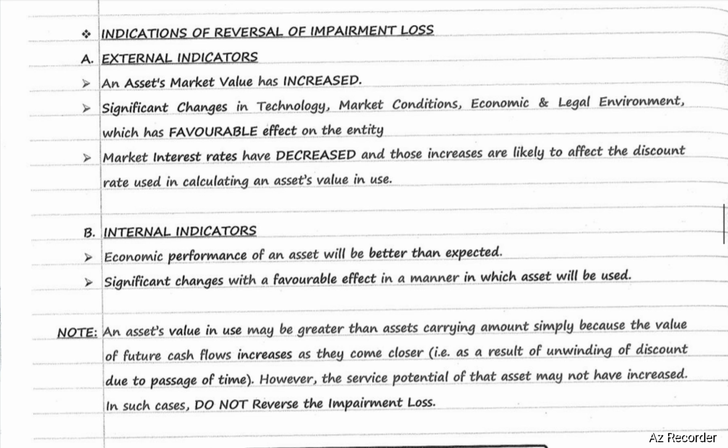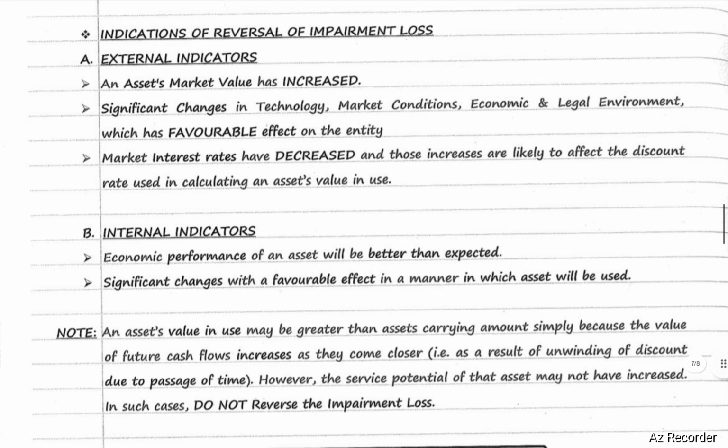An asset's value in use may be greater than the asset's carrying amount simply because the value of future cash flows increases as they come closer, that is, as a result of unwinding of discount due to passage of time. However, the service potential of that asset may not have increased. In such cases, do not reverse the impairment loss.